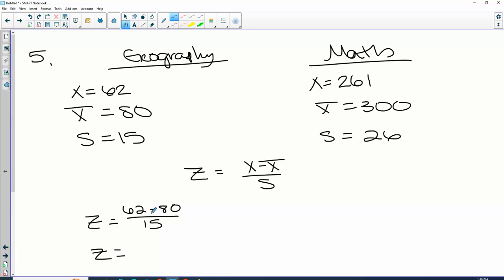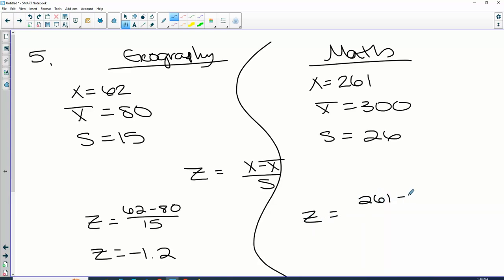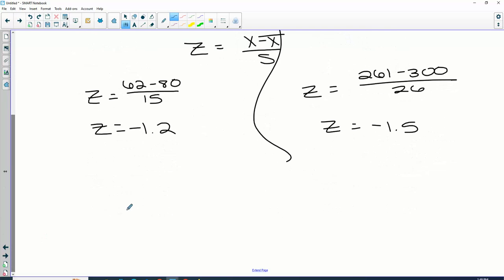Typically z-scores are 2 decimals, but if you give me more, there's nothing wrong with that. So we get negative 1.2 here. Math, raw score was 261 minus the mean of 300 divided by our standard deviation of 26. And if we calculate that, we get negative 1.5. So what these are telling us is how far you are from the mean.